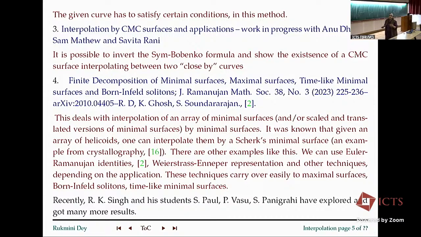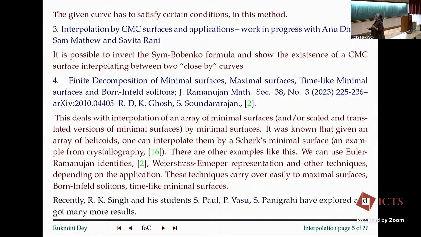Okay. So I unfortunately don't have the pictures, but if you look up Scherk surface, type 1, type 2, you will see that there you can see the helicoids almost. Okay. But here we are interested also in decomposing the height function. So it was known that a given array of helicoids, one can interpolate them by a Scherk minimal surface, for example from crystallography, Randy Kamien and his group. And there are other examples like this.